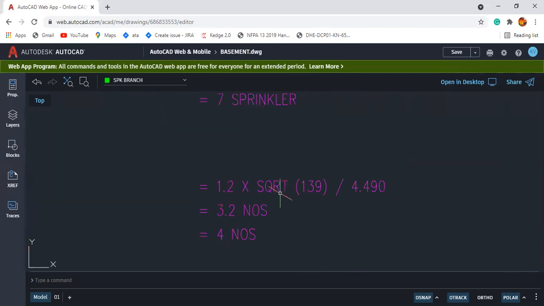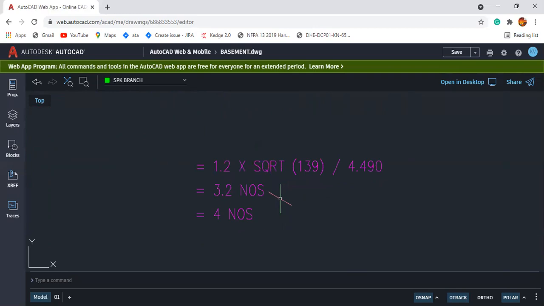So once you apply the values, like design area is 139 square meter and sprinkler to sprinkler distance is 4.49 meter, you get the answer 3.2 numbers. As per the round up, you can take four numbers. So per branch line, while taking the operating sprinklers in the design area, you cannot take more than four numbers. Maximum four numbers you can take. So if you select five numbers, that is actually a violation.